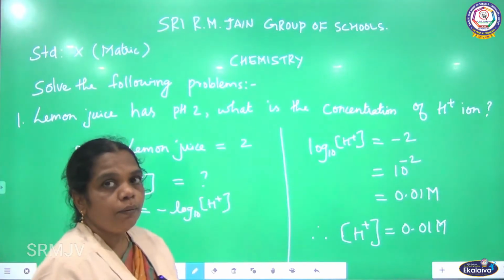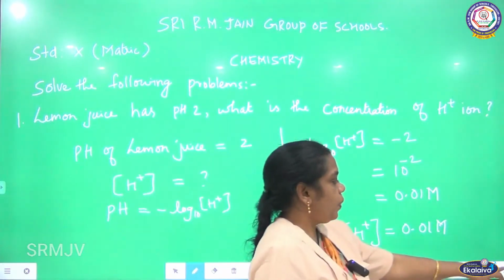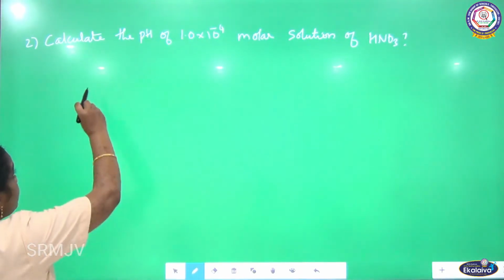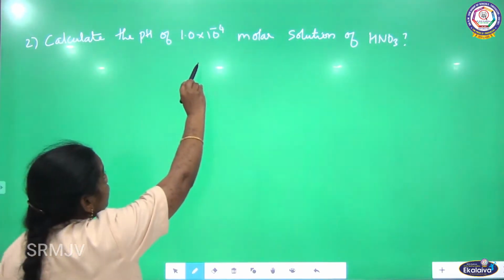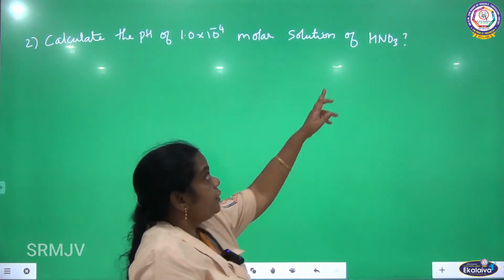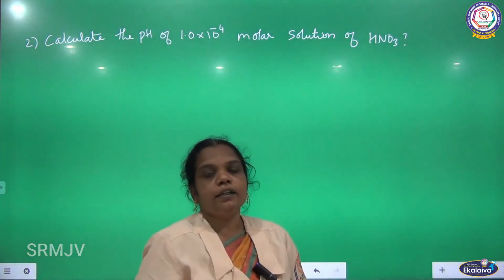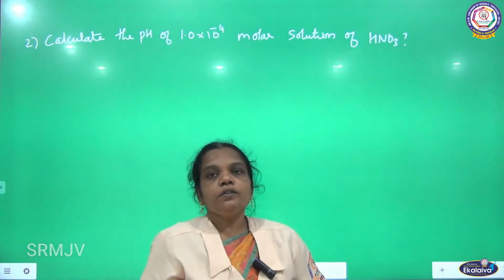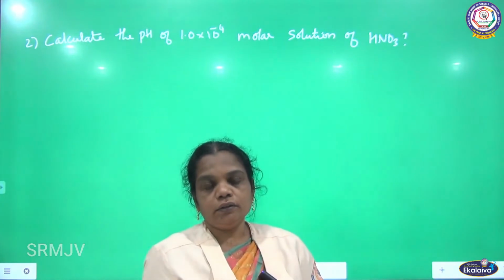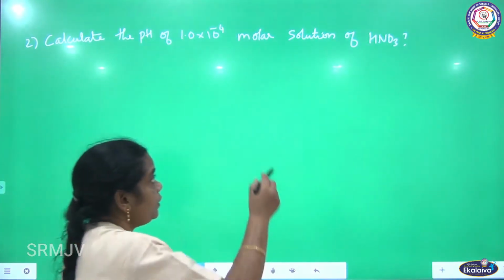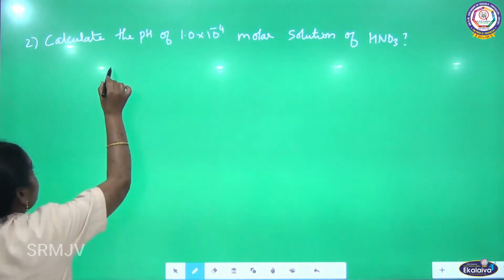And next problem based on the pH. So now listen, what is the problem? Calculate the pH of 1.0 into 10 to the power minus 4 molar solution of HNO3, nitric acid. Here the concentration of the nitric acid is given. So you want to find the pH for the given concentration.